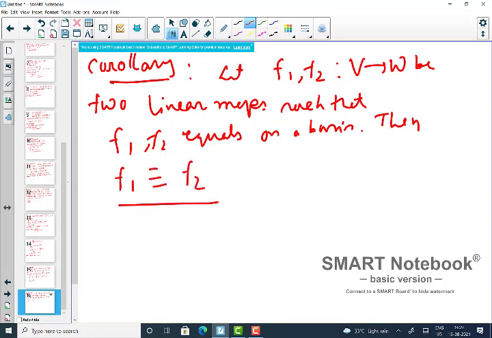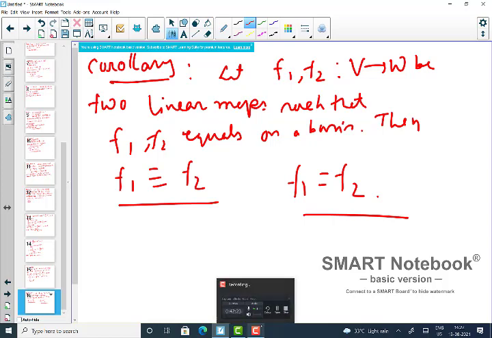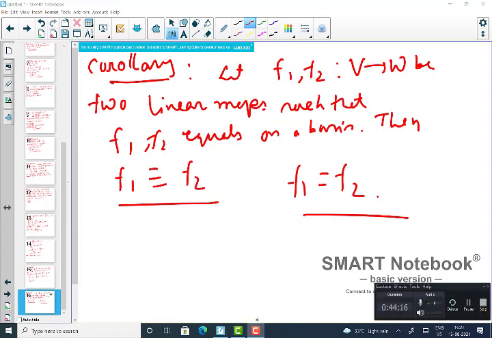Identically equal means they have the same map. You can simply say F1 equal to F2, some people also write it that way, no problem. That is obvious because the previous theorem tells you that if you define F1, it will be a unique map. So if they are equal on a basis, they are the unique map. This is another nice theorem in linear algebra.